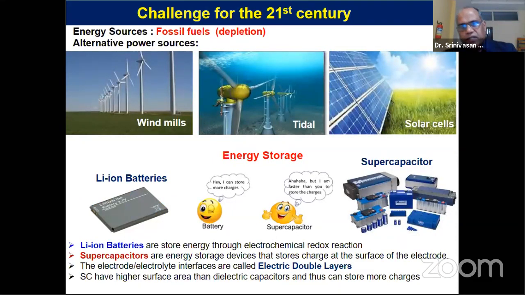So this slide shows what the other energy sources available to meet our energy demands are. If you can see, solar and wind are the natural sources available for energy generation. So we can generate energy from these natural sources. Where will we store this energy? For that aspect, the lithium-ion battery and supercapacitor are the two important energy storage systems to store the energy from renewable sources.